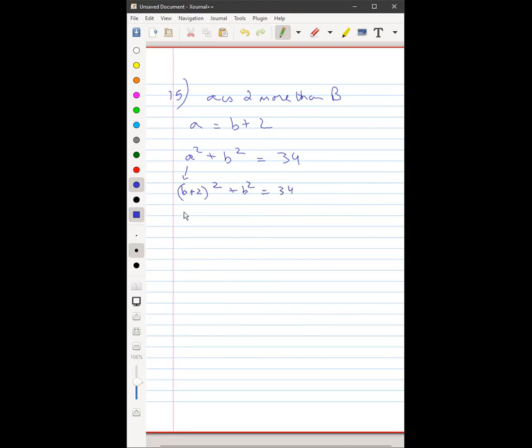Tara, expand. So it will be B squared plus 2 into B multiplied by 2, which is 2B, plus 2 squared, which is 4, plus B squared is equal to 34. So B squared and B squared will be 2B squared plus 4B is equal to 30.